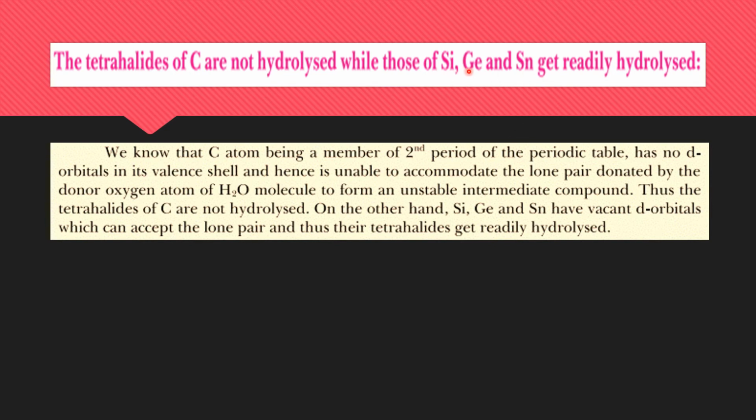But silicon, germanium, and tin have d orbitals in them. Due to the presence of empty d orbitals, they can accommodate the lone pair that comes from the water molecule, and they form an unstable intermediate compound. But in the case of carbon, there are no d orbitals. It cannot accommodate the water molecules due to the unavailability of the d orbitals.